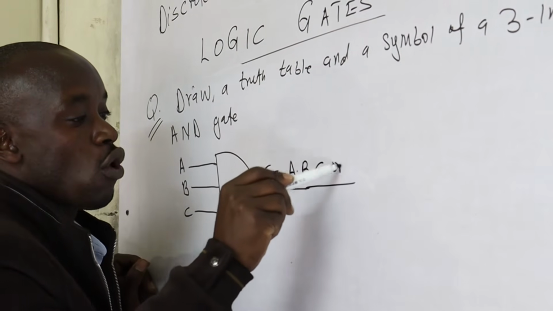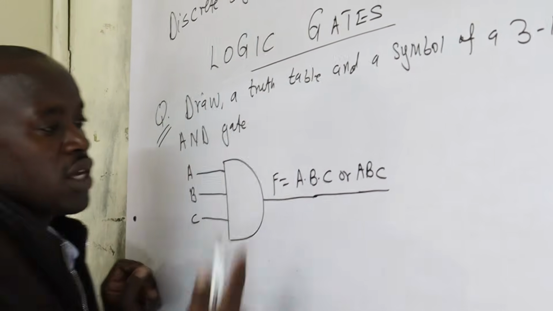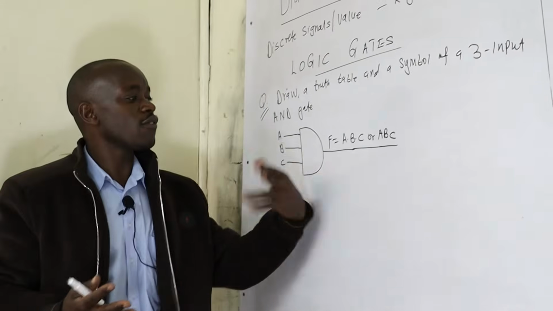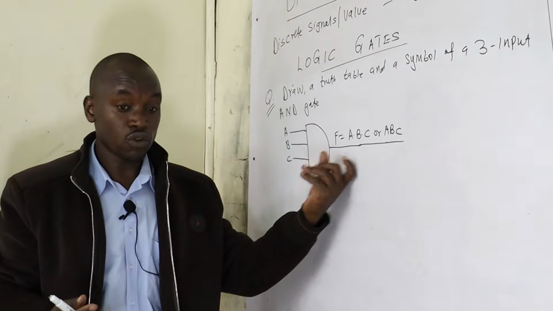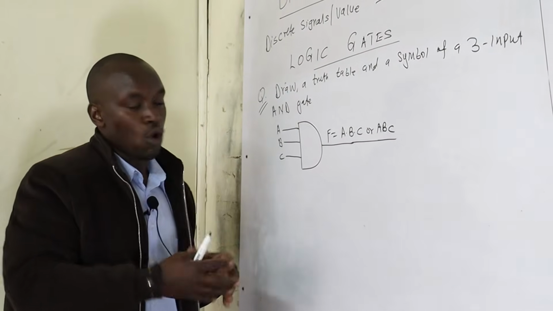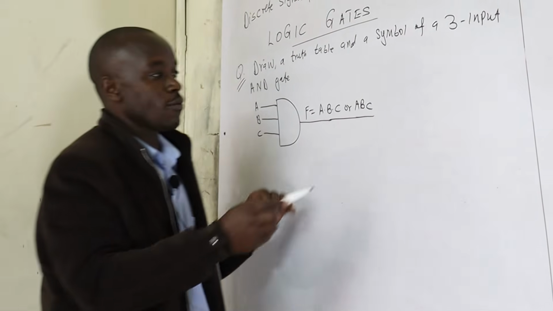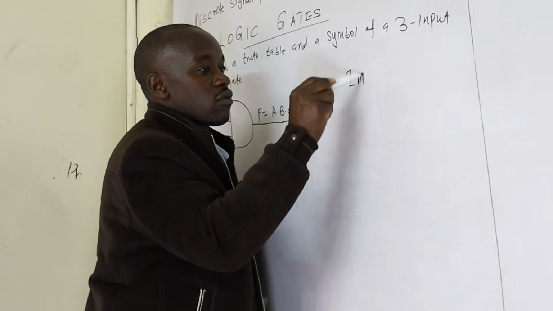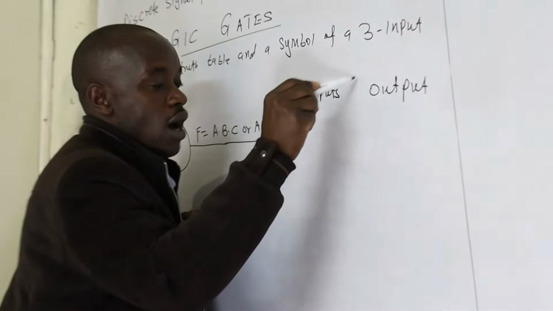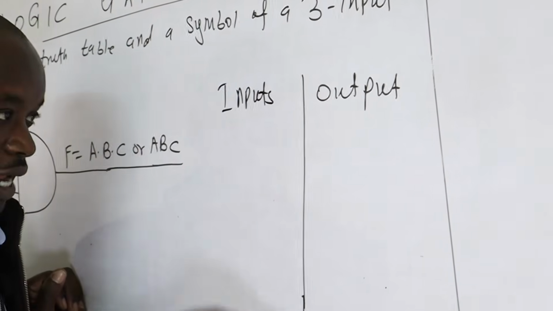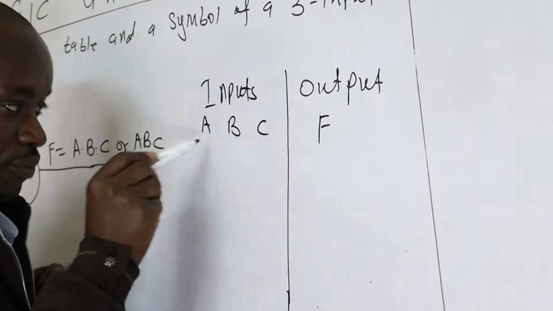Some people write just A, B, C. It's the same thing. If you see A, B, C or A dot B dot C, it implies the same thing. So now if I have a 4th input, then it will be A dot B dot C dot D. So it will depend on the number of variables or inputs required in that logic gate. Now the truth table will change also. The inputs, then we have the output. That's a truth table of a 3 input AND gate. So we shall have A, B, C, and then we have F.